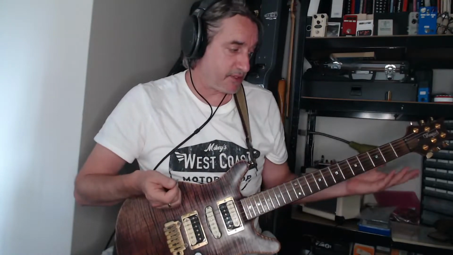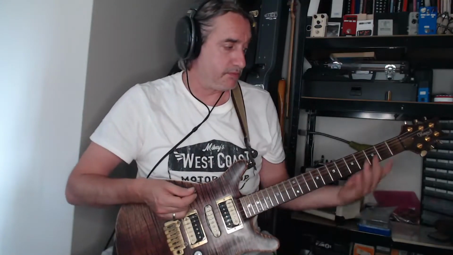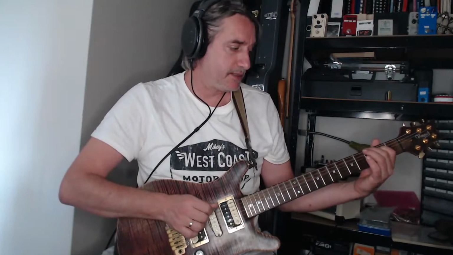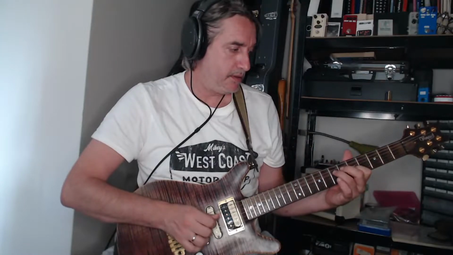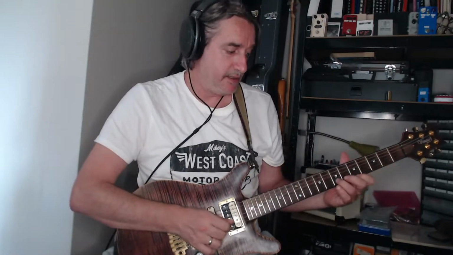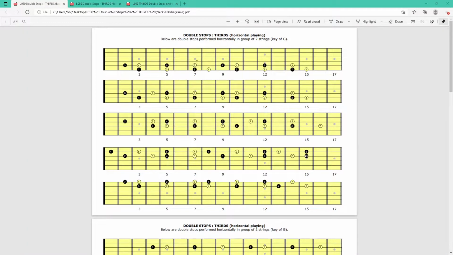By vertically, say for example, which we do if we look at it from the key of G, I mean this. And we're basically going vertically on the guitar. Let's first of all look at horizontal versions of it. So the first PDF is in diagram, double stops. Below are double stops performed horizontally in groups of 2 strings in the key of G. So everything you see is in the key of G, okay?